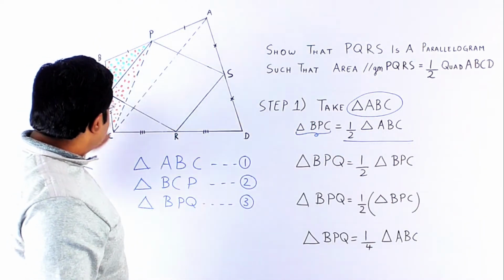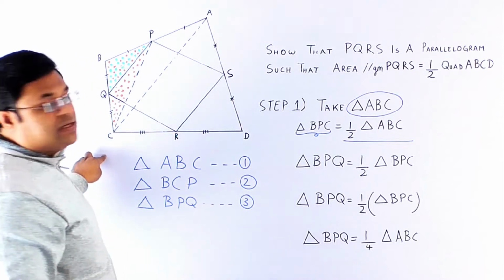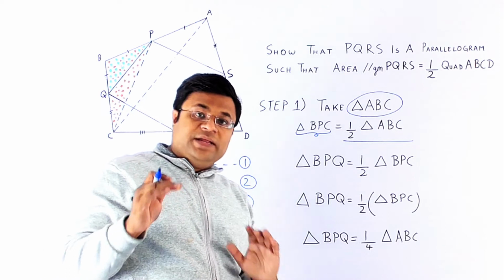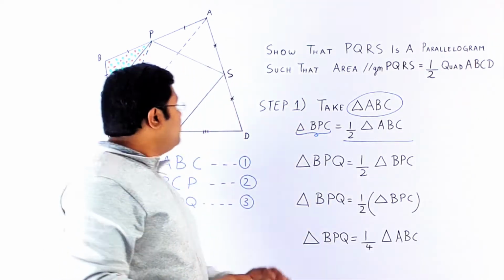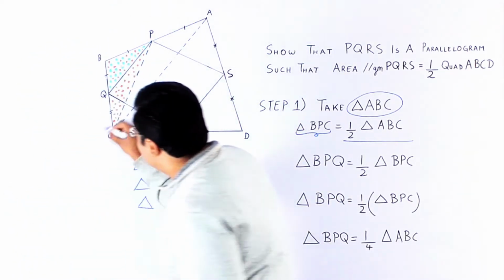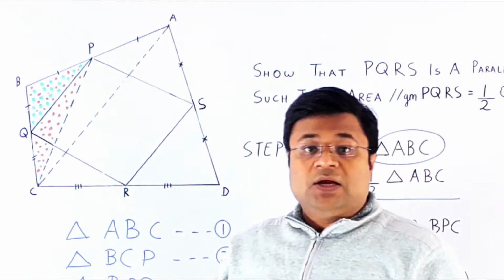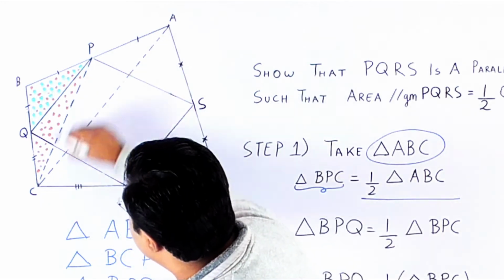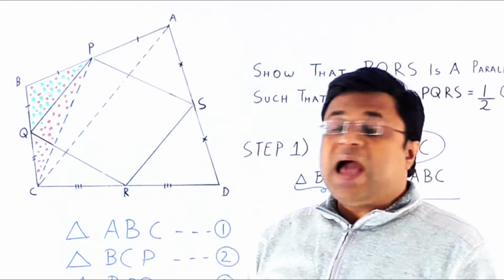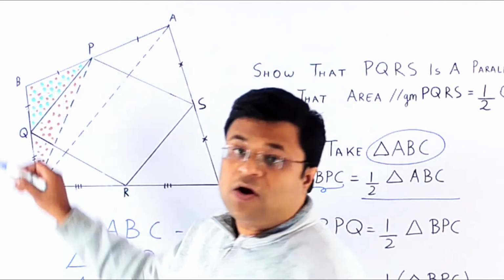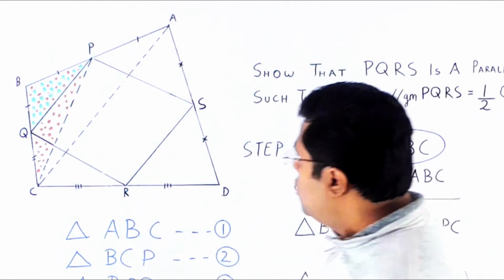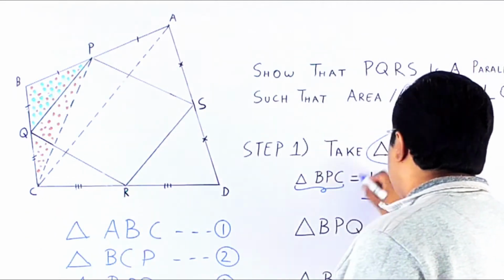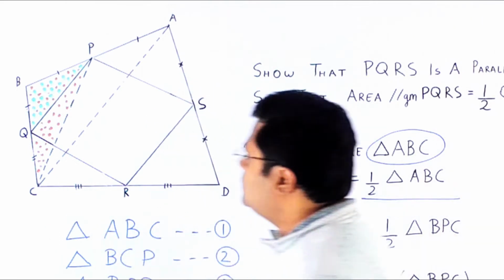Now why is BPC half of ABC? In geometry, be prepared to deal with inverted triangles also. So here we have an inverted triangle where C is the vertex. Generally we are used to seeing the vertex at the top. No, this time C is the vertex and CP is the median as P is the midpoint of AB. So BPC is half the area of triangle ABC.